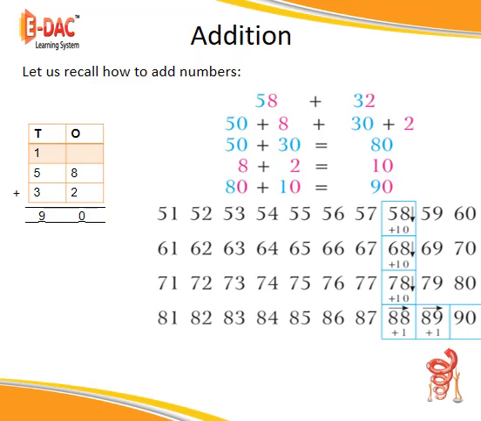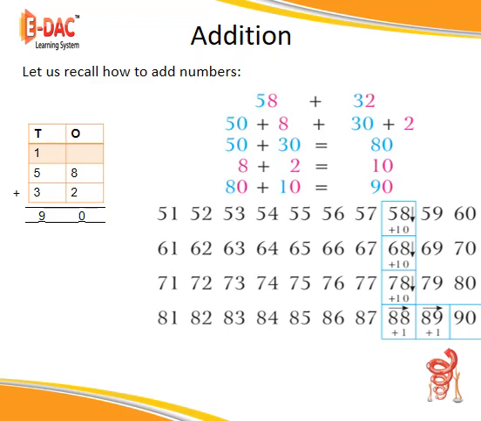For example, 8 is in the place value of ones in 58, and in 32, 2 is in the place value of ones. So, both the digits of ones value should come together, and the same process will be done for tens place also. So now we will add these both numbers. We will start from ones place and we will add 8 and 2. We add 8 and 2, we will get 10.